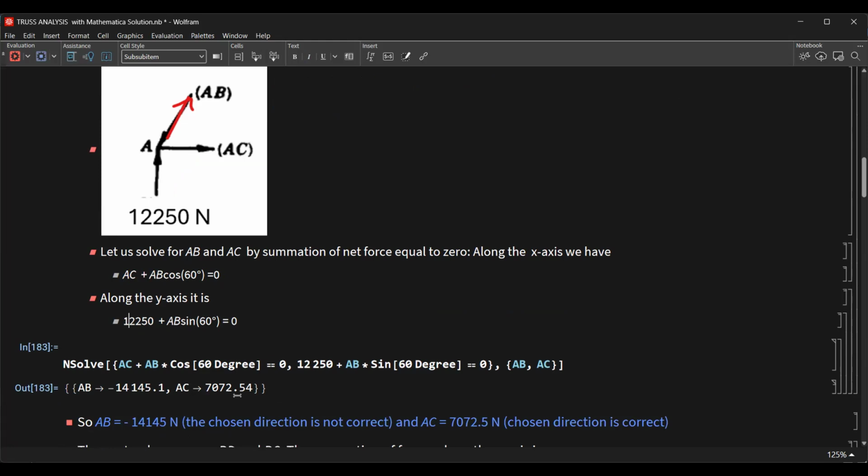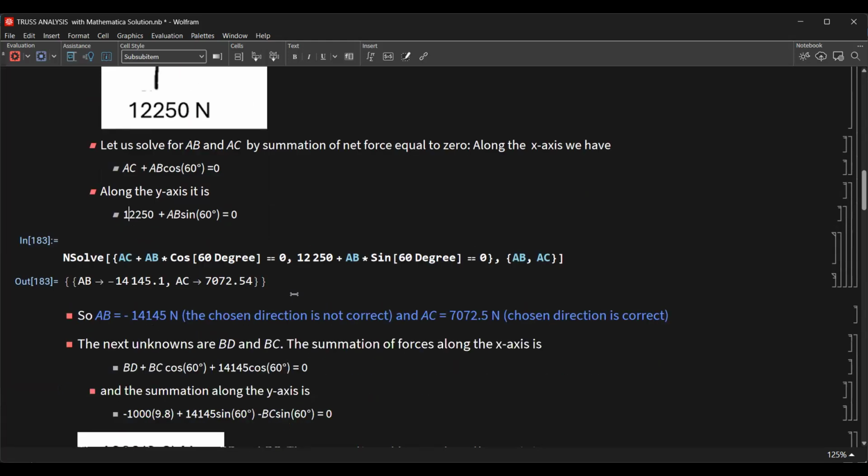14,145.1 newtons. AC is 7,072.54 newtons. So our direction for AC is correct, our assumption. Then our direction for AB is not correct. So the direction of AB here is downward like this one, downward 60 degrees with respect to the x-axis. So AB equals 14,145 newtons. The chosen direction is not correct because it is negative. And AC is 7,072.5 newtons.